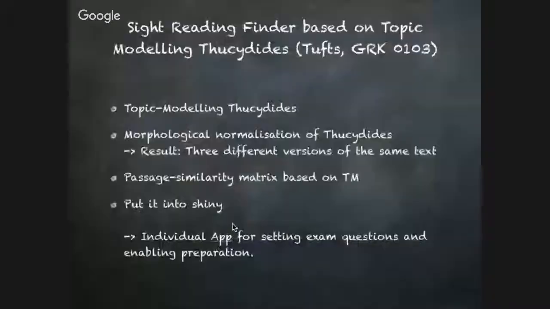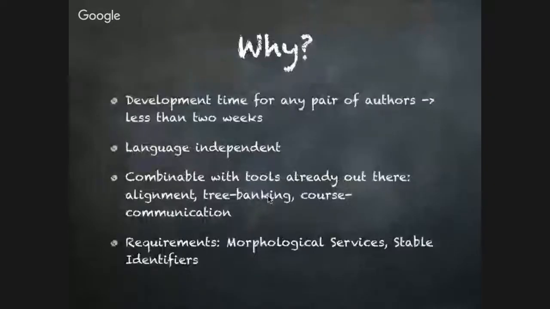Oh, sorry. So why do we do this? Development time for any pair of authors is less than 2 weeks. Any pair of authors. With Phaedra, Ancient Greek beforehand, we had a lot of development time for each author to implement that, a lot of funding and so on. Here, give me a pair of 2 authors or 3 authors, doesn't really matter, and I can generate that within less than 2 weeks. It's language independent because topic modeling is a language independent tool.